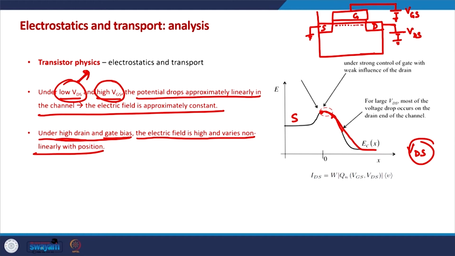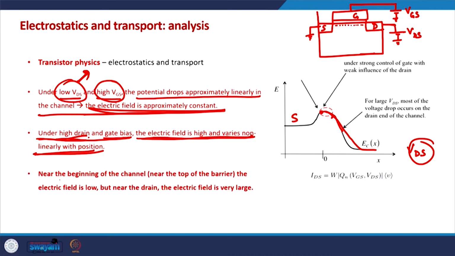when VDS is low, the electric field is approximately constant in the channel. With high drain bias, the electric field varies non-linearly in the channel. And at the beginning of the channel, which is at the top of the barrier, the electric field is very low. As you can see, the voltage is actually directly related to the potential energy, and potential energy is directly related to the band edge.